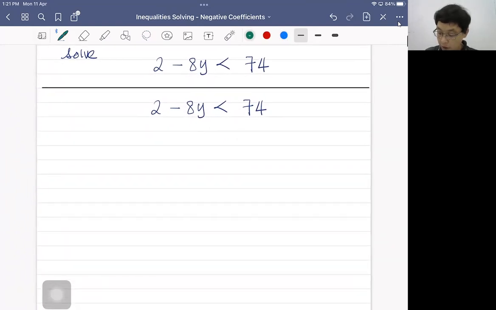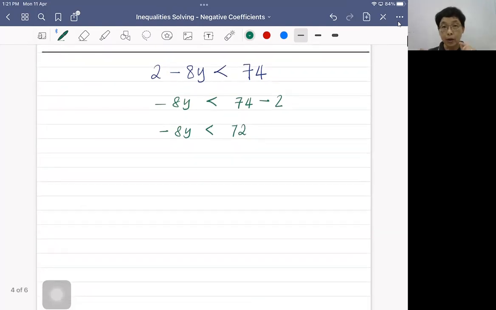Okay, I'm just going to minus 2 on both sides. Shall we just minus 2 on both sides? So you're going to get negative 8y lesser than 74 minus 2. You notice whenever you add or minus, you will not change or challenge the sign. It's not going to affect anything. Okay, so now let's write the second line where we get 72 here.